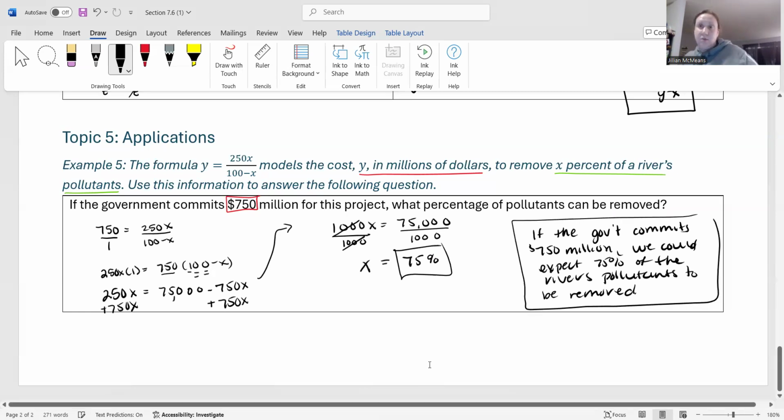But that's just one little quick, easy application with a rational equation.